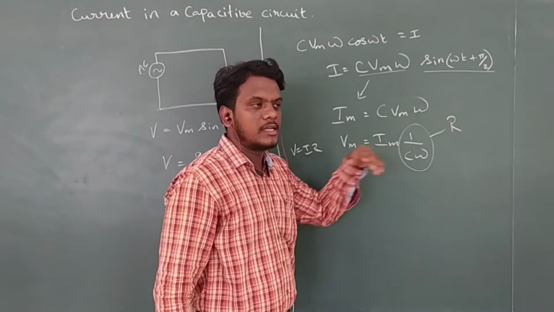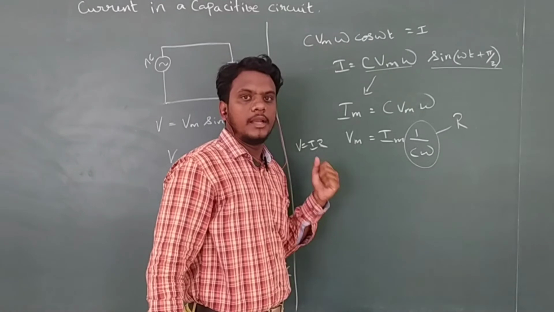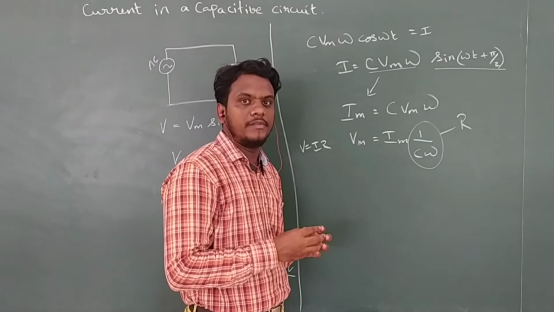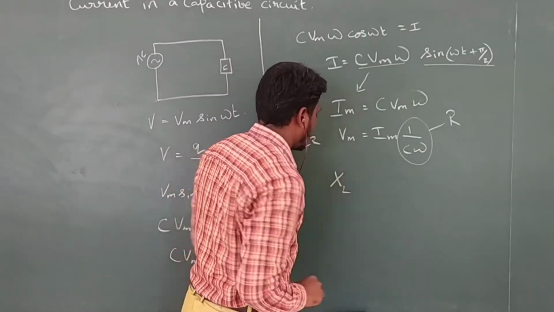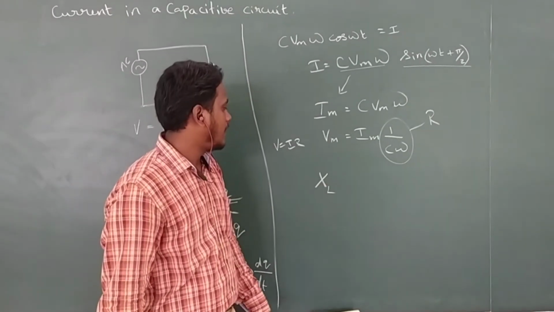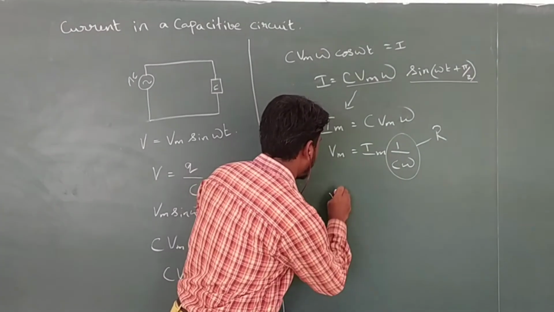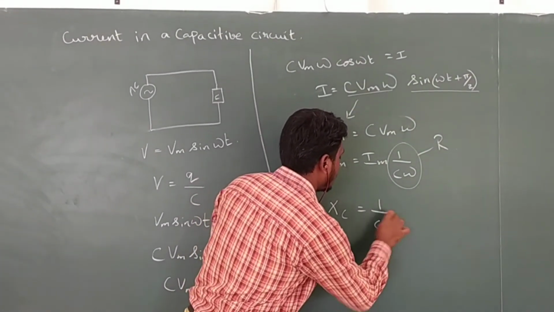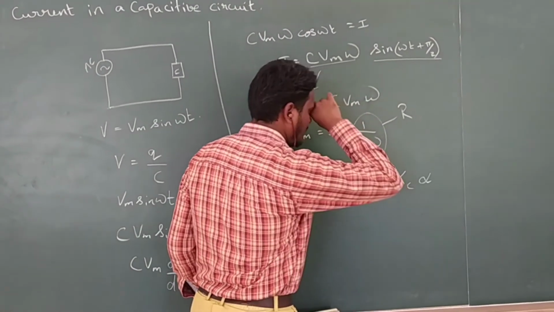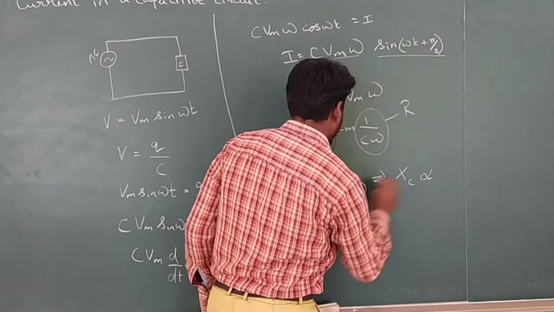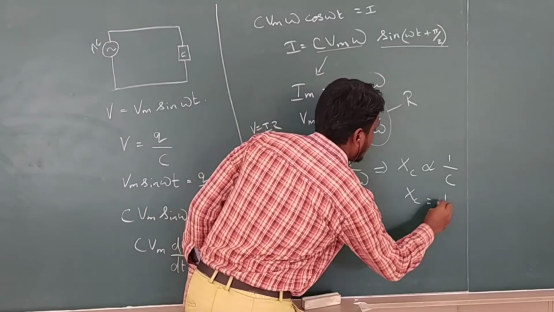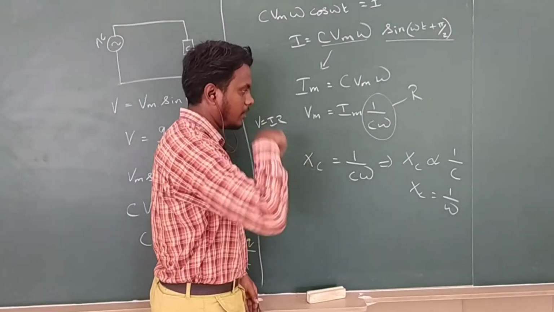capacitive reactance. Just like we have seen in the previous topic, in the inductive circuit we have seen XL, right? Inductive reactance. So here we call it capacitive reactance. So this value is called Xc equal to 1 by C omega. So I can relate that Xc is inversely proportional to C and inversely proportional to omega, right?